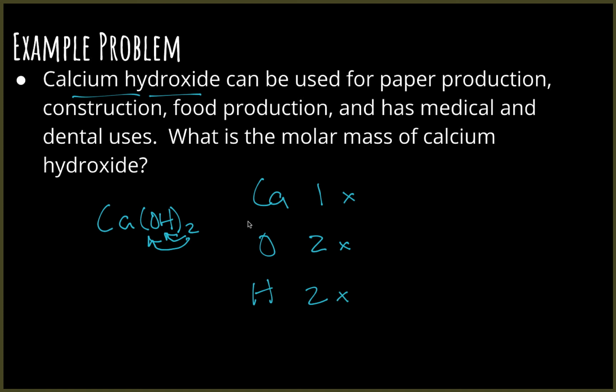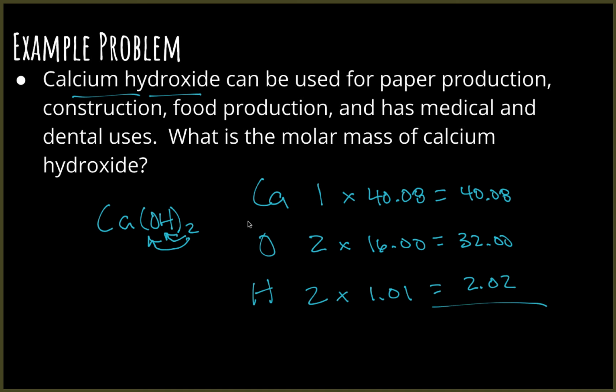Calcium's mass is 40.08, 16 for oxygen, 1.01 for hydrogen. So 74.10 grams per mole is my molar mass for calcium hydroxide.